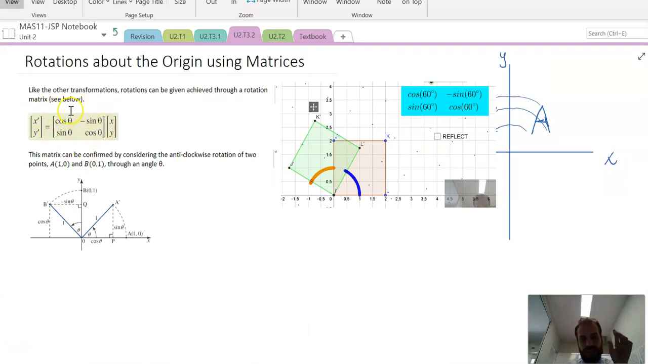All right, so there's a few little notes. There's our rotation matrix there: cos theta, sine theta, negative sine theta, cos theta. There's a little drawing of what we're getting at with sine theta and cos theta there. And there's a little screen grab of our GeoGebra file. But now I'm going to do a couple of examples.